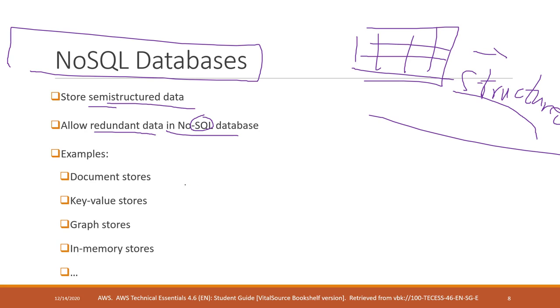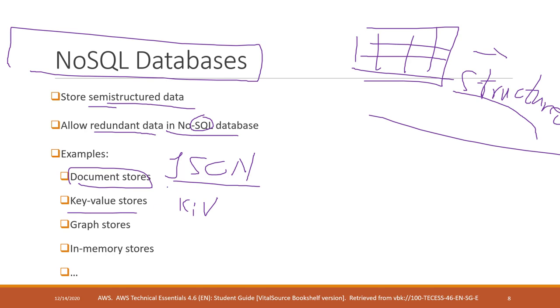So those are the examples of non-SQL, or non-relational, databases. There is the document store, which, for example, saves data in a JSON format. We also have key-value stores, which hold a key and a value inside curly brackets. That is called a key-value store.